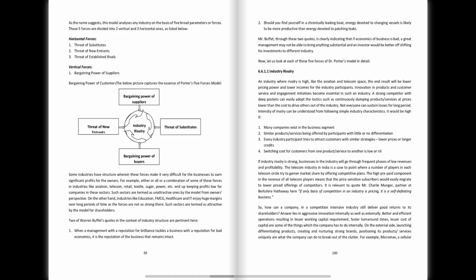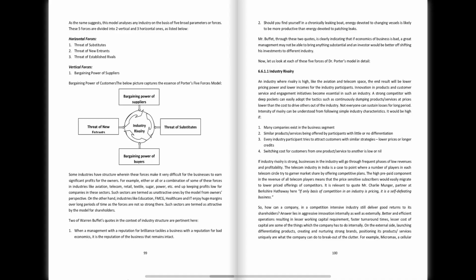Some industries have structure wherein these forces make it very difficult for the businesses to earn significant profits for the owners. For example, either or all or a combination of some of these forces in industries like aviation, telecom, retail, textile, sugar, power, etc. end up keeping profits low for companies in these sectors. Such sectors are termed as unattractive ones by the model from owner's perspective. On the other hand, industries like education, FMCG, healthcare, and IT enjoy huge margins over long periods of time as the forces are not so strong there. Such sectors are termed as attractive by the model for shareholders.